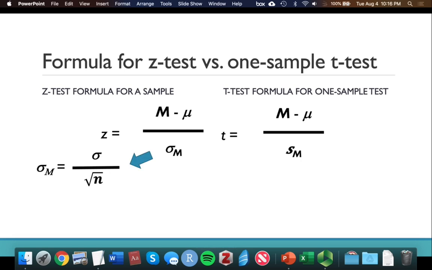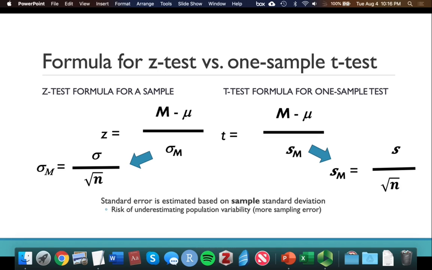The denominator of the z-test is the standard error, which is found by dividing the population standard deviation sigma by the square root of the sample size. For a t-test, by contrast, the standard error is found by dividing the sample standard deviation s by the square root of the sample size n. Among other things, this means that we run the risk of underestimating population variability, which increases our sampling error. And this means that t-distributions vary depending on the standard error, unlike z. Let me show you what I mean.